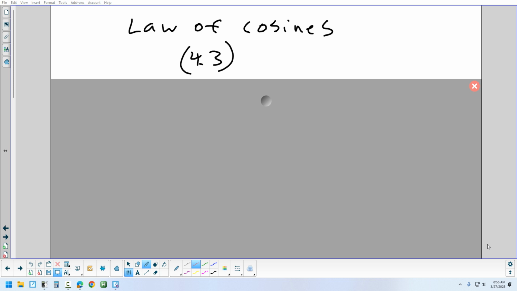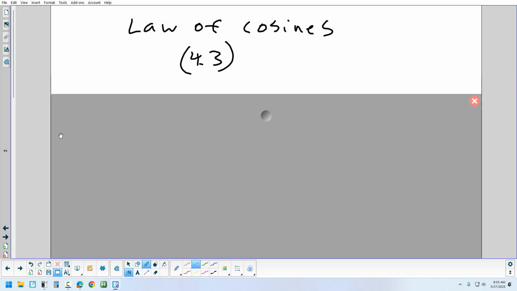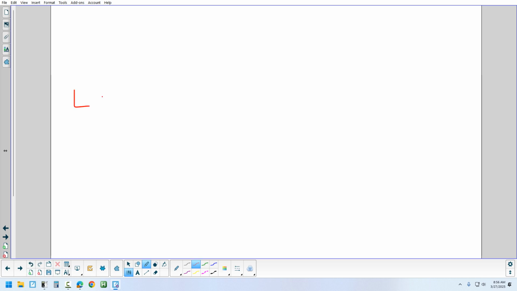The last section we're going to take a look at is 4.3, and this is on the law of cosines. So let's just summarize. What were the three types of problems that we could do with the law of sines?